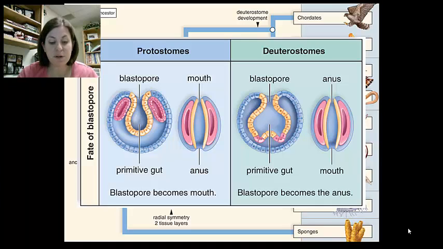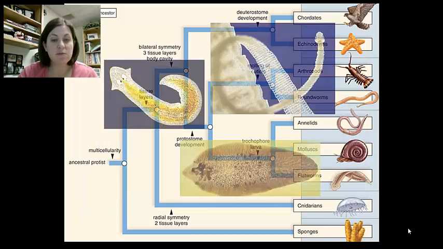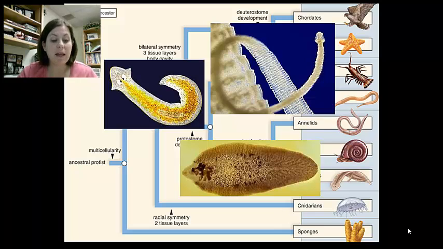Now, the first protostome animals that we want to talk about are also acoelomates. They do not have a true body cavity, and this is what we call Platyhelminthes. Platyhelminthes are the flatworms. Flatworms do have bilateral symmetry. You can cut them down this way and you have a right and a left side. Okay, they also have the beginning of what we call cephalization. This is a head region.